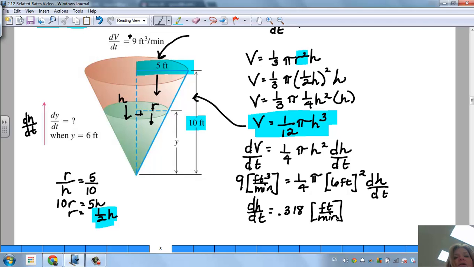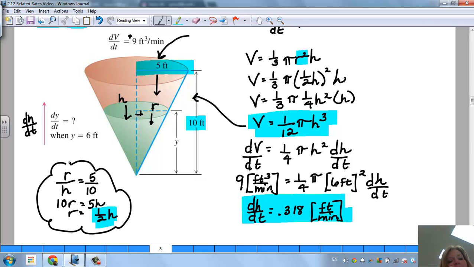Okay, so that is just another practice with a cone. Again, I want to reiterate, we only do this part right here, where we do that proportion, on a cone or something similar where you have two variables that are changing. The radius is changing as the water is going down, and the height is changing. So we're going to do a proportion before we do our derivative to find exactly what's happening. So that's it.